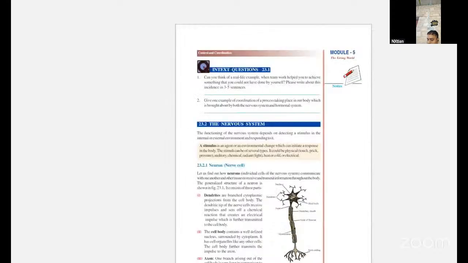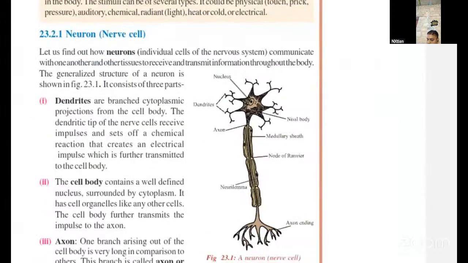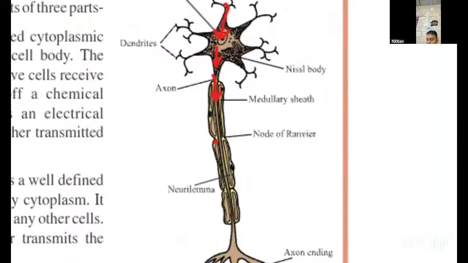So we have this diagram. First of all, this is called dendrites, which receive the information from the external environment. Then it is converted into electrical impulse. Then the cell body passes it through the axon. Now you can check that there is a sheath. It is called neurolemma, and there is a node. This node, and this node, is called node of Ranvier.